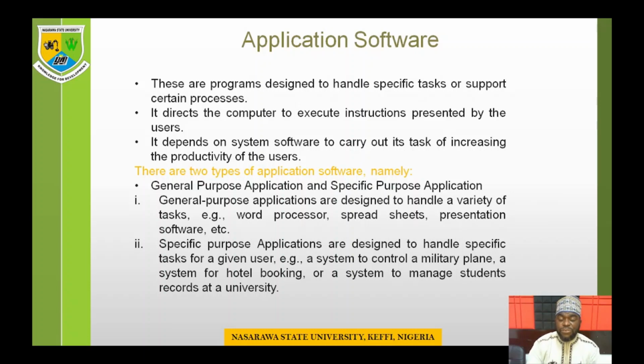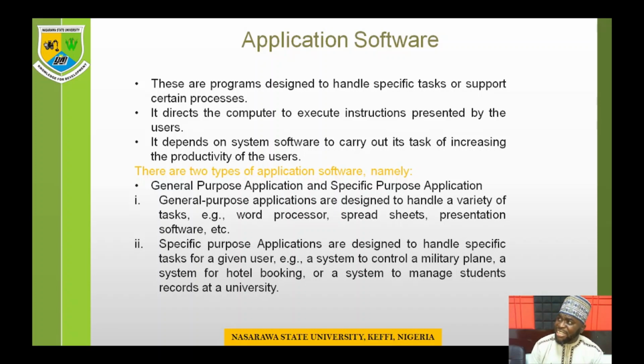Applications software. Remember, we say we have two basic types of computer software. We say the system software and now the application software. The system software, we earlier said, is divided into the OS and the utility programs. Now the applications programs are programs designed to handle specific tasks or support certain processes.